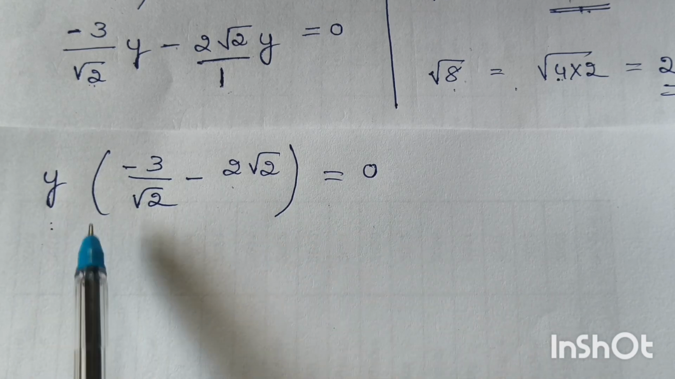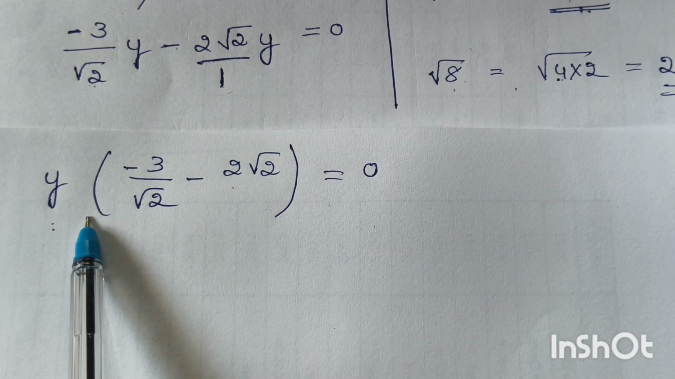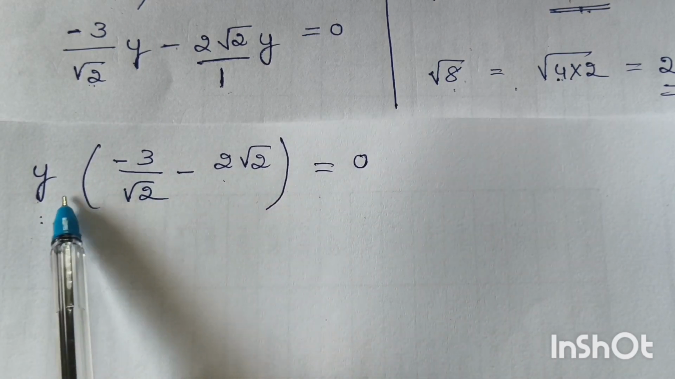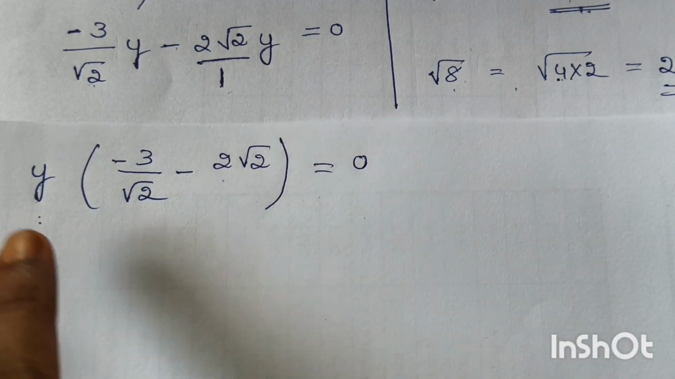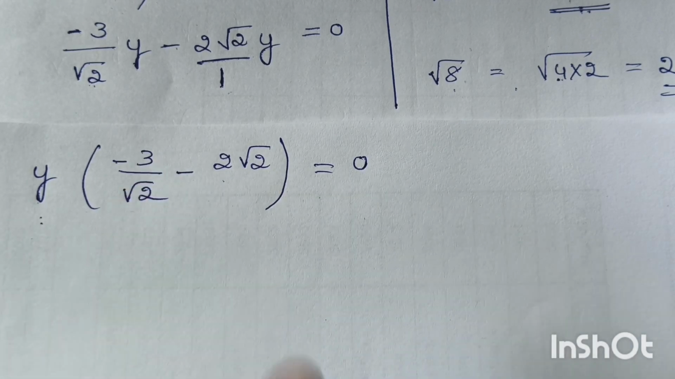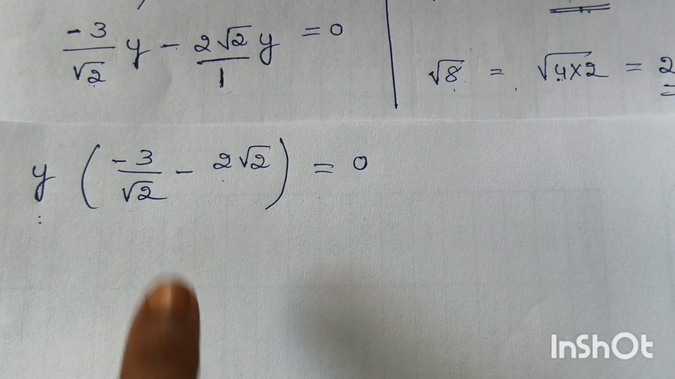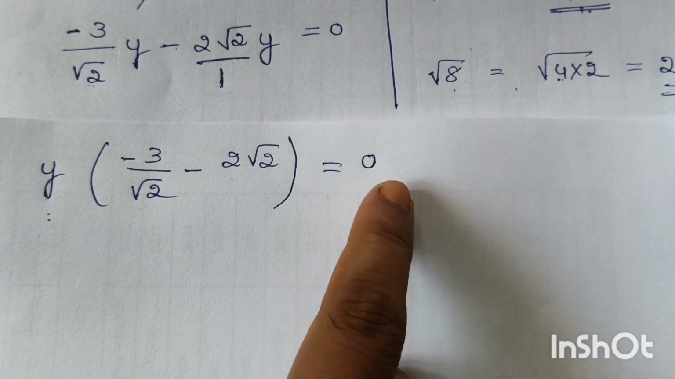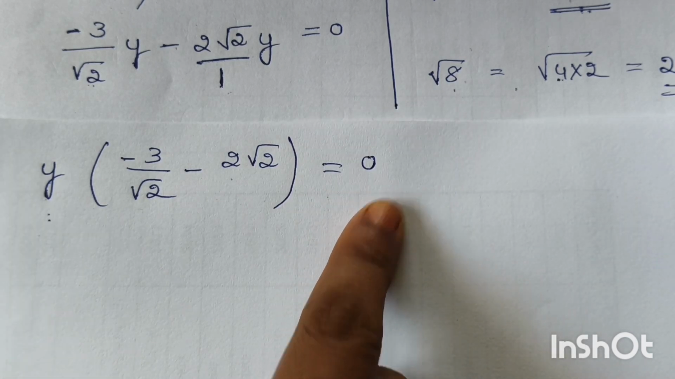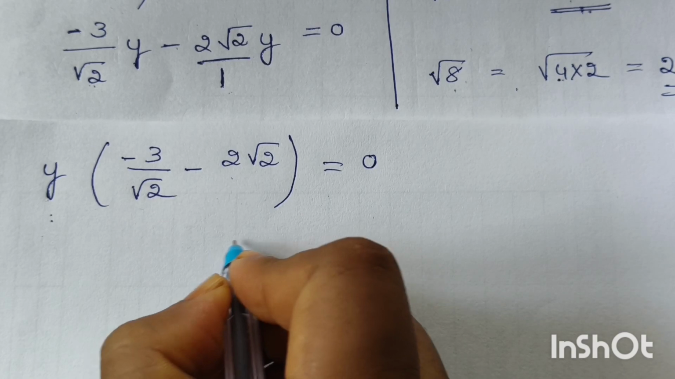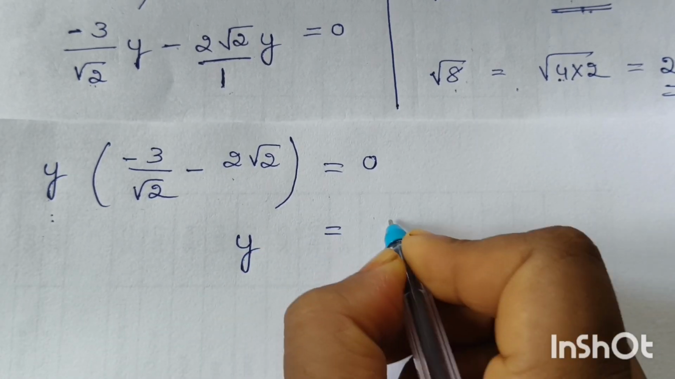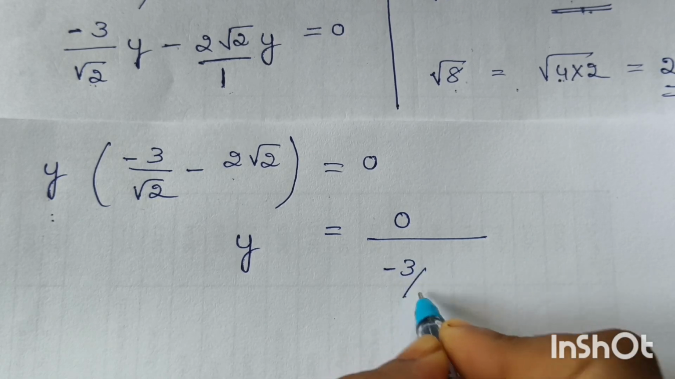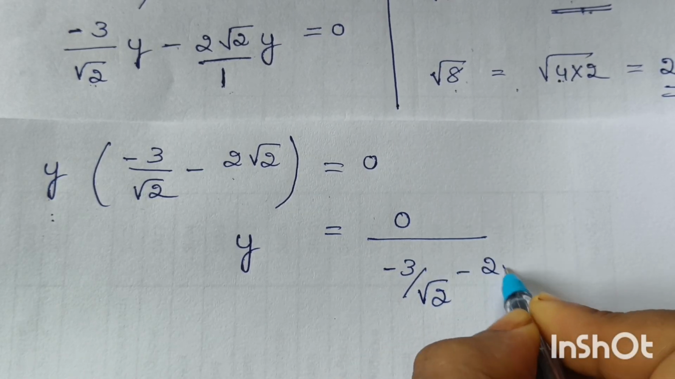So, this is the extra term. What is the relationship for this y and for this term? It is in multiplication, right? This one and this term are in multiplication. Therefore, this term, when it will cross this equal to sign, it will become division. Therefore, we can write y is equal to 0 by minus 3 by root 2 minus 2 root 2.